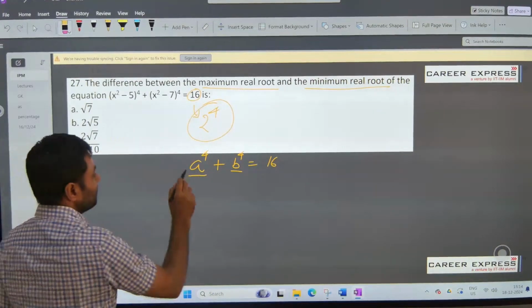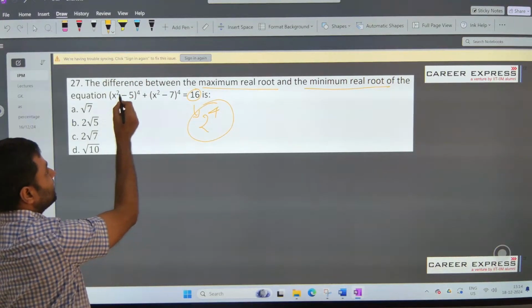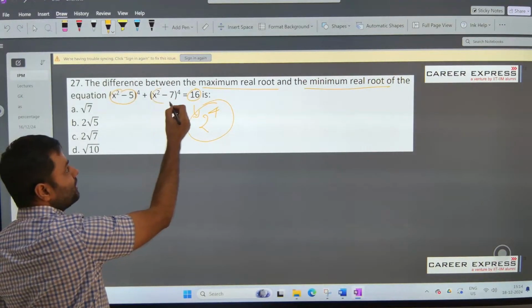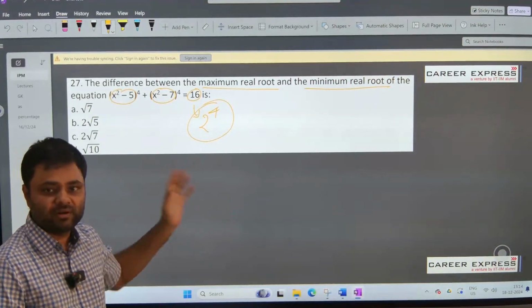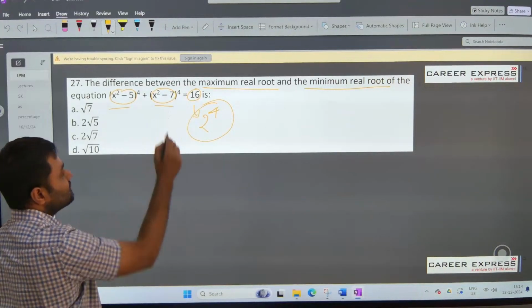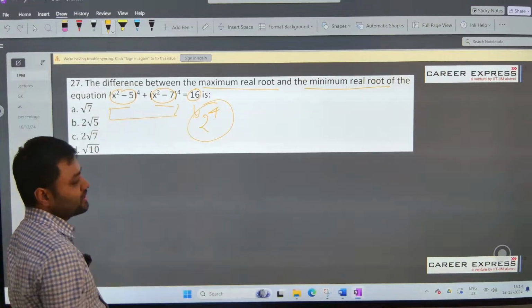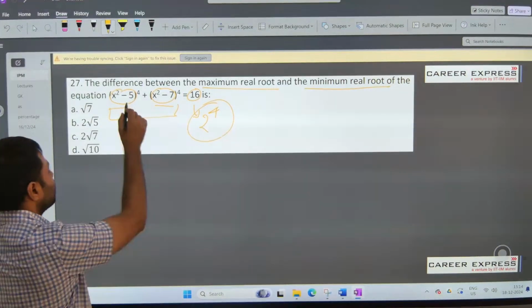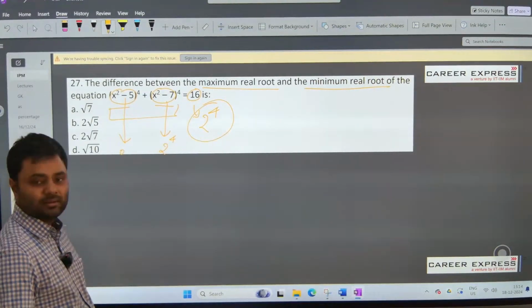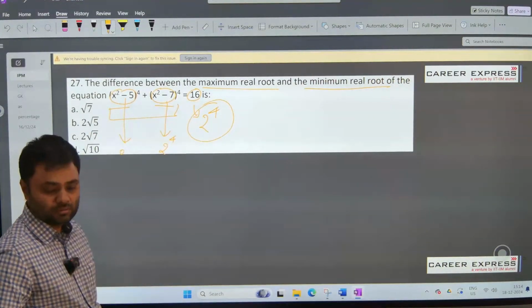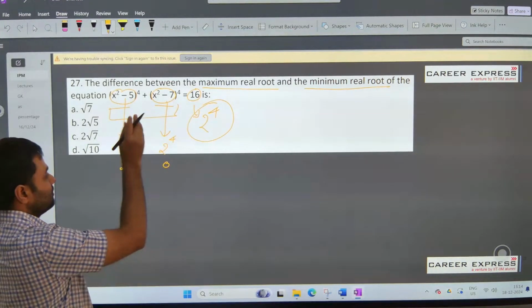So that means 16 can only be 2 power 4. That means that 2 can only come from this, or that 2 can only come from this. Both of them cannot be non-zero at the same time. Both of them means both of these brackets. So if we want to have this sum equal to 16, the only possibility is that one bracket becomes 0 and the other bracket becomes 2 power 4. Then only we can have the equation satisfied. So either this can be 2 and this can be 0, or the other way around.